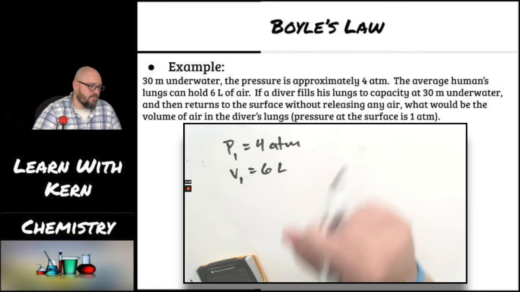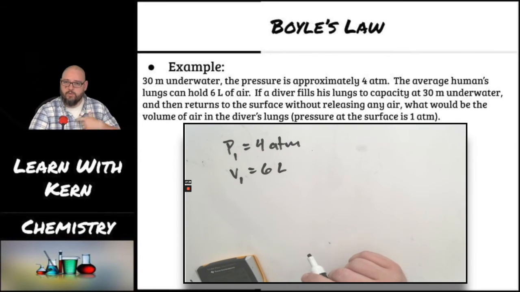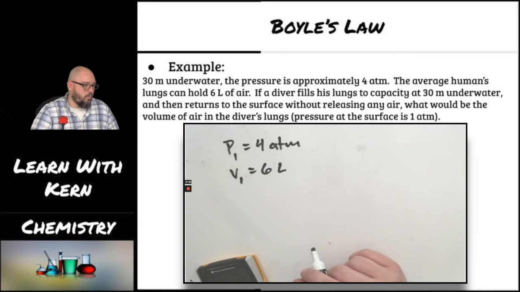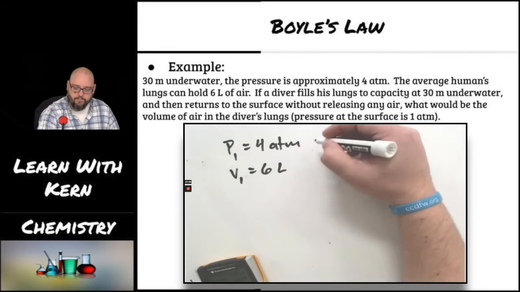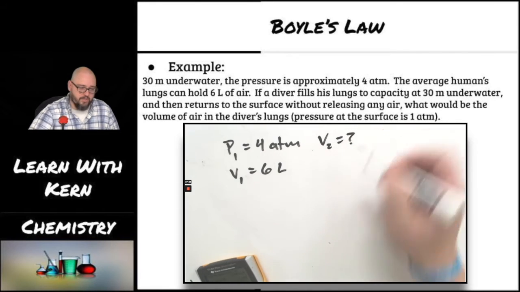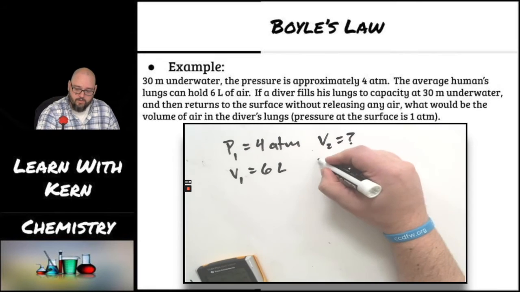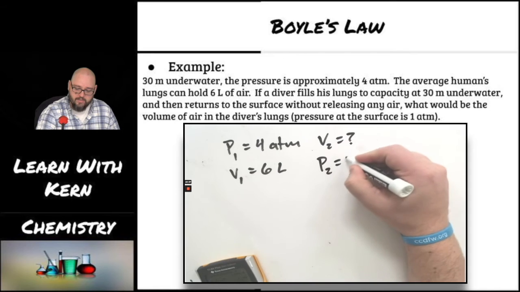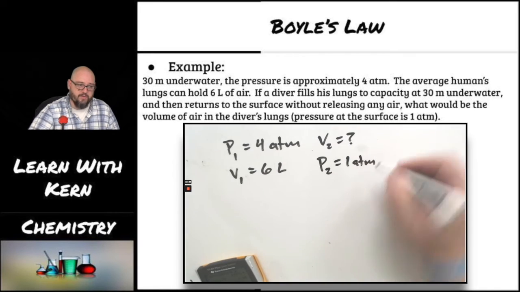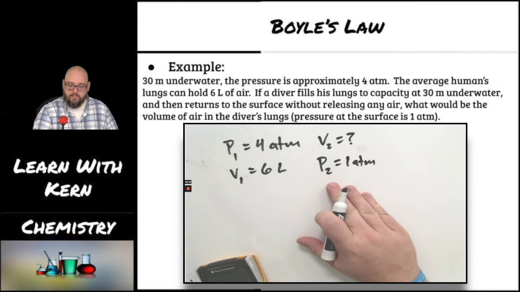And then returns to the surface without releasing any air, so that means the number of moles stays constant. We don't release any air. What would be the volume? So the new volume at the surface is our question. All right, so our new pressure is 1 atmosphere, because pressure at the surface is 1 atmosphere.